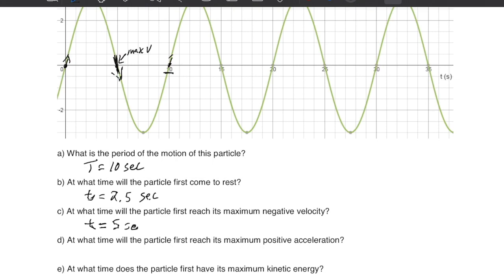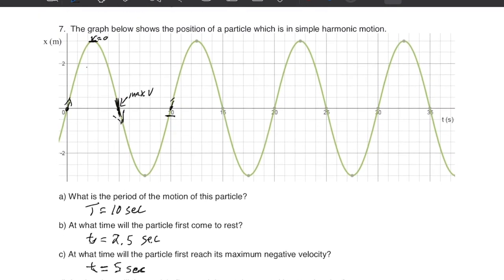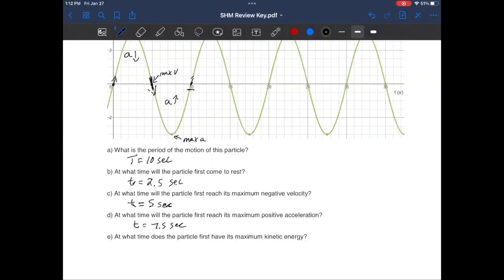At what time will the particle first reach its maximum positive acceleration? Acceleration occurs when you're away from the equilibrium. The further you go, the greater you're going to have it. And we know that acceleration points towards the equilibrium. So positive acceleration would be when displacement is negative, and maximum acceleration would occur when you have the maximum negative position. So time 7.5 seconds.